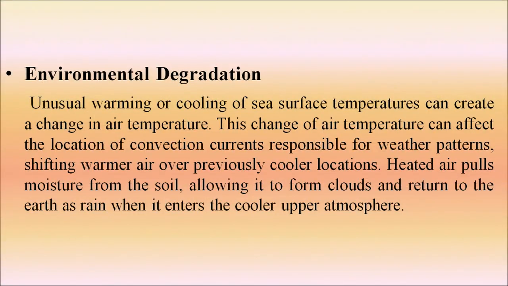Next is environmental degradation. Unusual warming or cooling of sea surface temperature can create a change in air temperature. This change of air temperature can affect the location of convection currents responsible for weather patterns. Shifting warmer air to previously cooler locations, heated air pulls moisture from the soil, allowing it to form clouds and return to the earth as rain when it enters the cooler upper atmosphere.